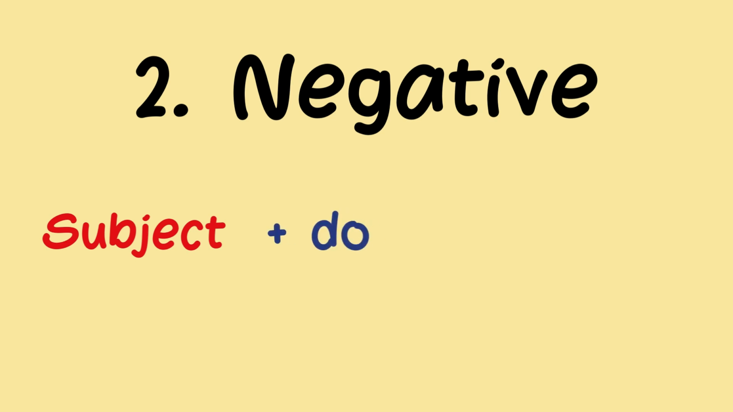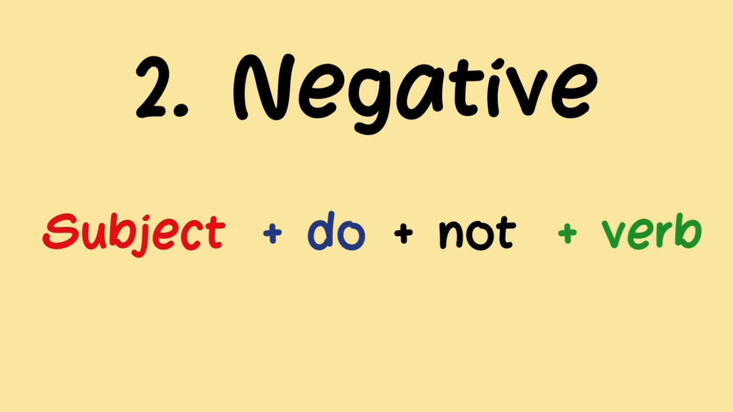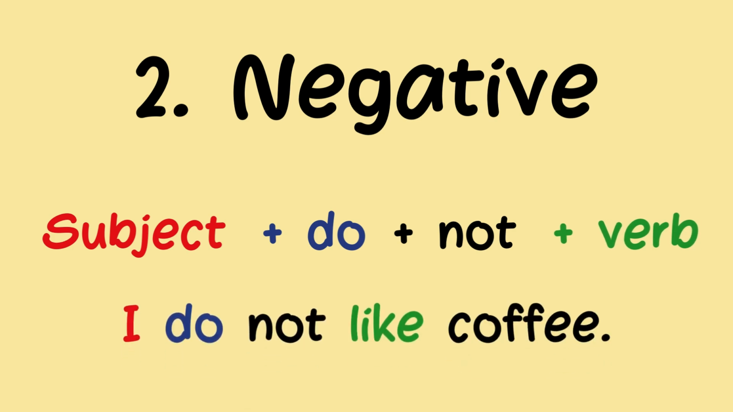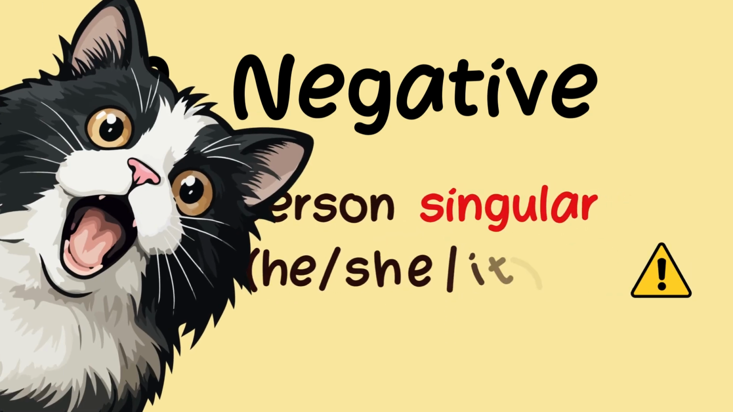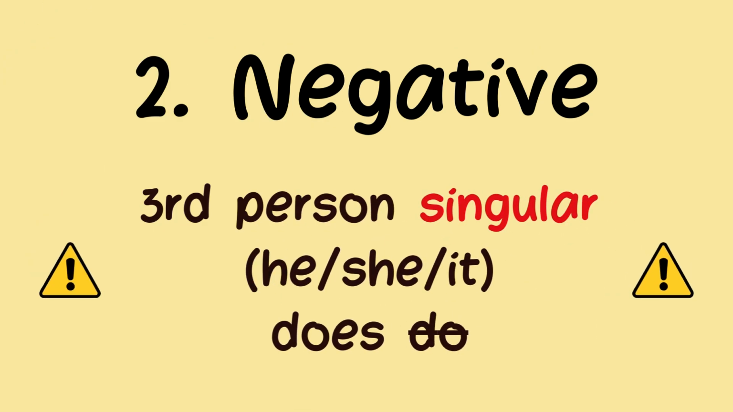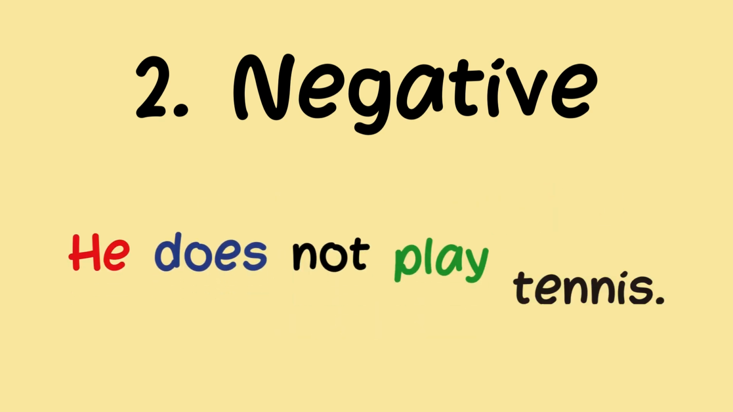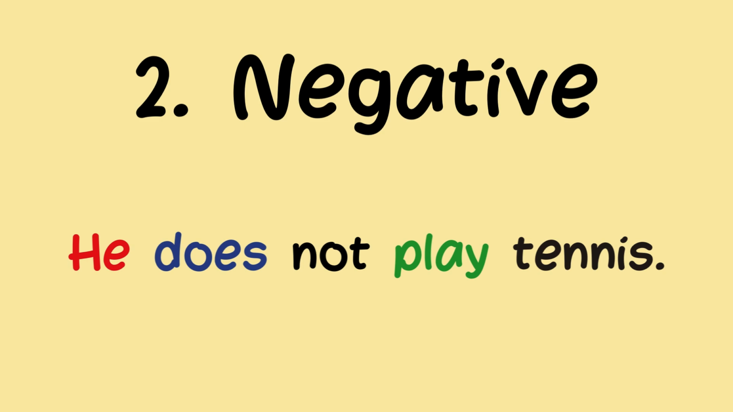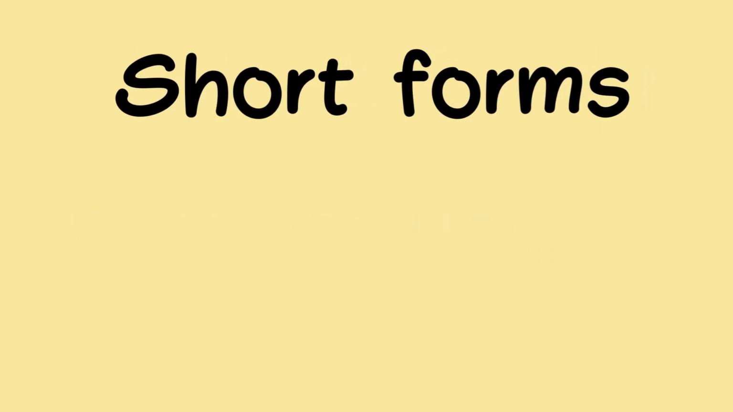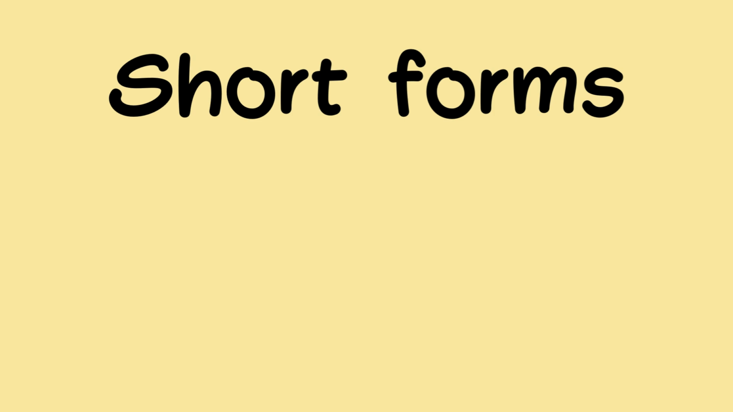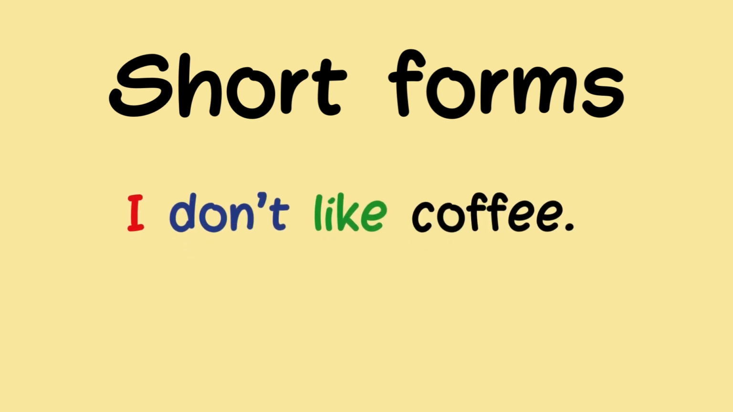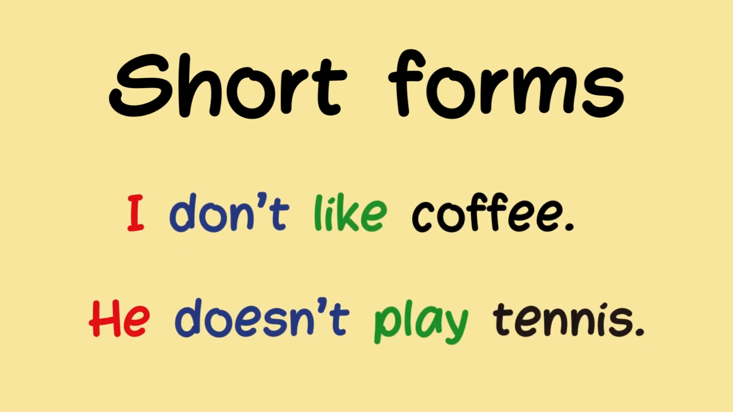To make the negative, we need a subject, the auxiliary verb do, not, and the verb. For example, I do not like coffee. In the third person singular, we use does instead of do. He does not play tennis. We can also use the short forms. I don't like coffee. He doesn't play tennis.